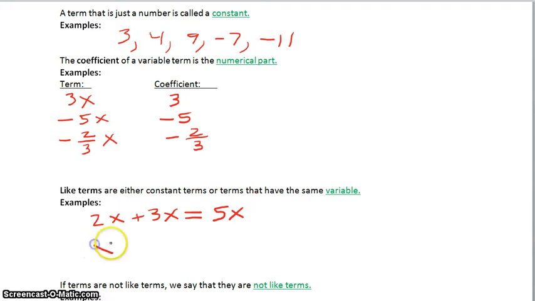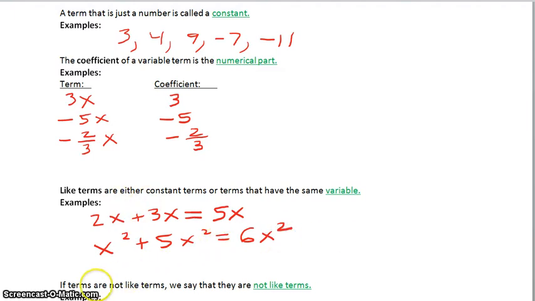Now we could have x to the second power plus 5x to the second power. Now both have the same variable. Both of the variables have the same exponents, so they are like terms. X squared plus 5x squared will give us 6x squared.